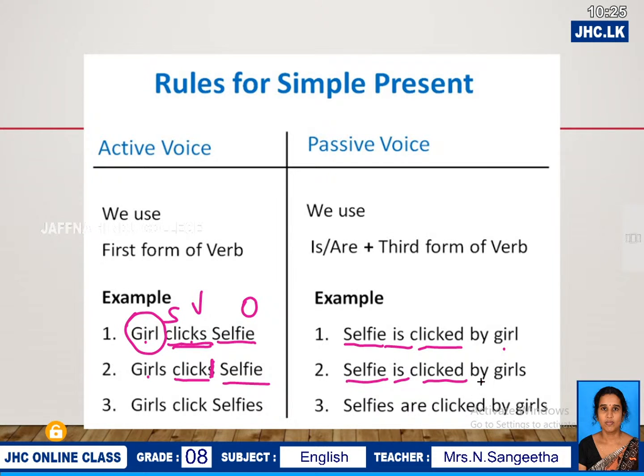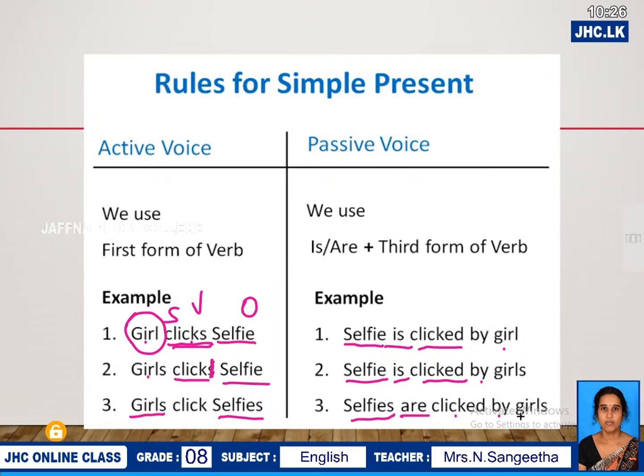Girls click selfies. Here both are plural. So when you bring the object to the beginning, selfies, plural. So simple present tense, and the subject is plural now. Selfies are plus past participle, are clicked by girls.